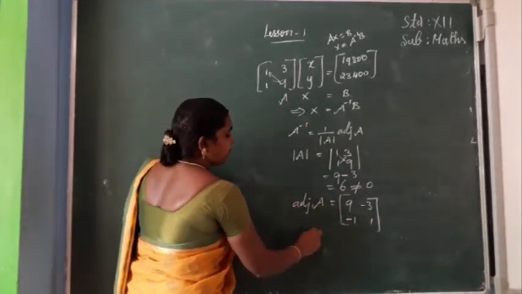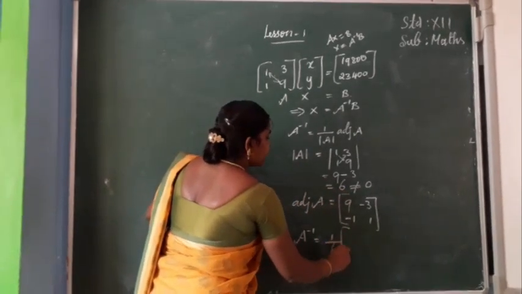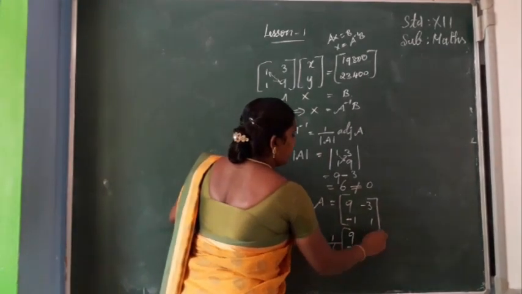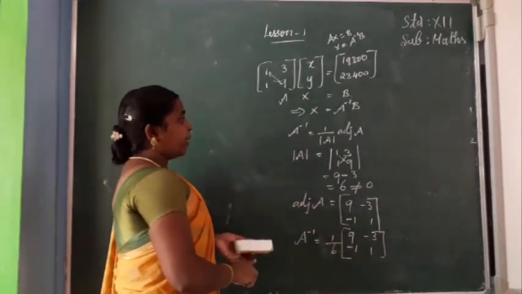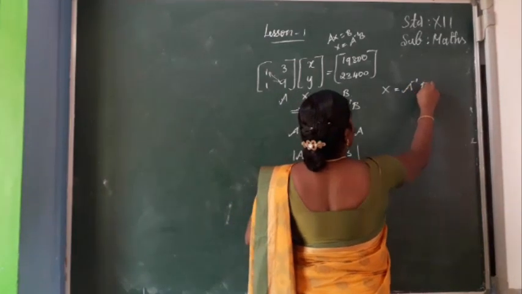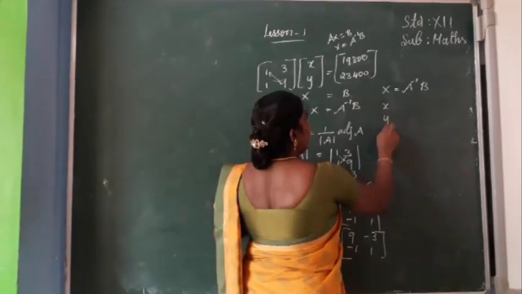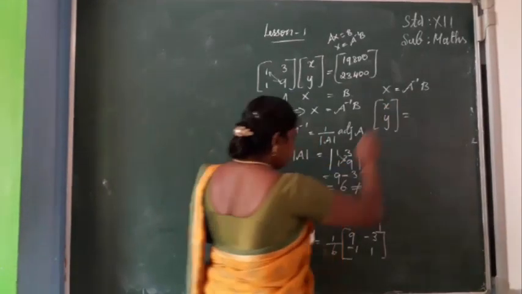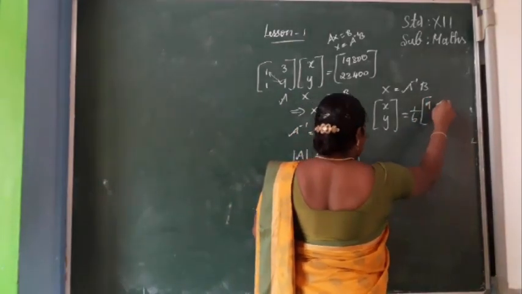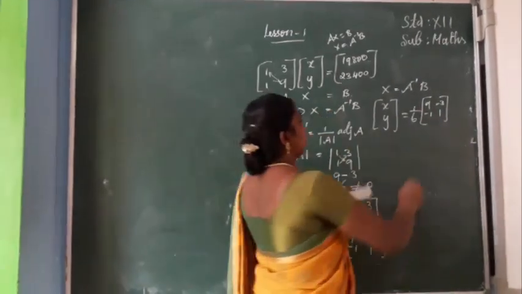So A inverse equals 1 by determinant A. Determinant A value is 6, into adjoint A. Adjoint A value is 9, minus 3, minus 1, 1. Okay, this is A inverse. Next, we need a solution X equal to A inverse B. X means the unknowns X and Y. So X, Y equals 1 by 6 into 9, minus 3, minus 1, 1, into B.